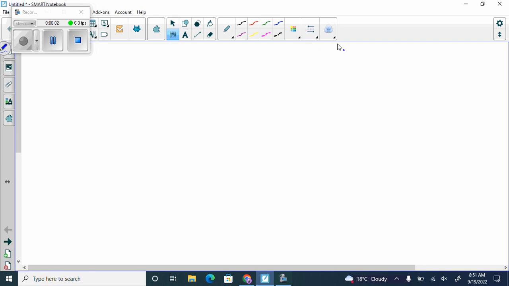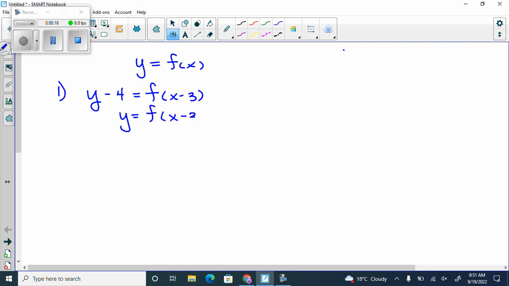So the first one, I told you that the original is y equals f of x. The first one gives you these as transformations. It says y minus 4 equals f of x minus 3. So the first thing I'm going to have to do is add the 4 over. Do I have any stretches? Do I have any reflections? The only thing I have is translations, right? I have a vertical translation.